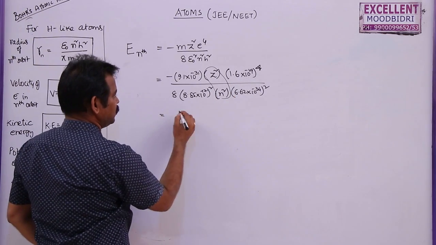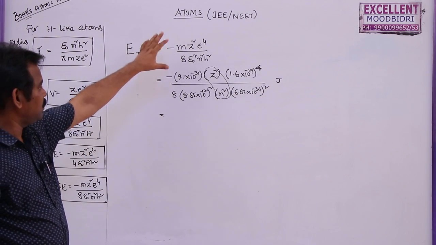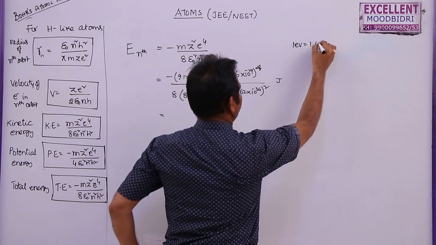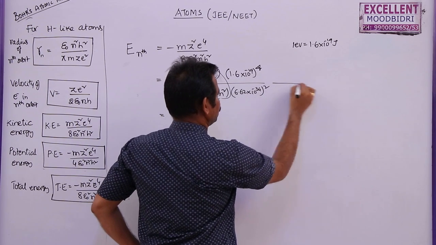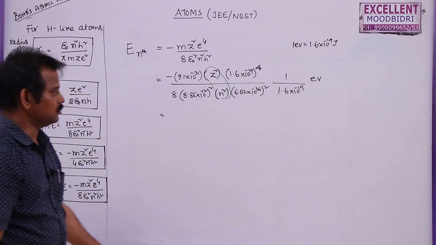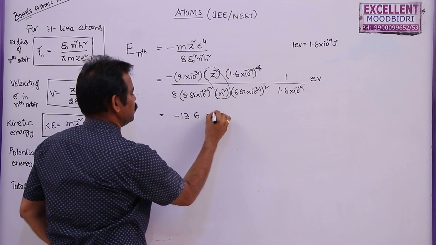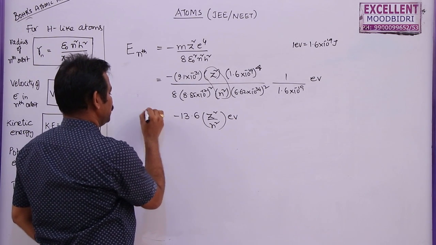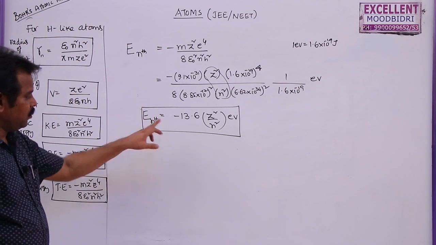So by substituting all these values you will get this in joules, but as we said this is atomic physics, generally energy will be measured in electron volts. So we know that 1 electron volt is equal to 1.6 into 10 power minus 19 joules. As we are getting in joules, divide this with 1.6 into 10 power minus 19, you will get this value in electron volts. Now by calculating this value, we will get minus 13.6 into z square by n square electron volts. So this is the energy of electron in the nth orbit of any atom. For hydrogen atom, Z will become 1.